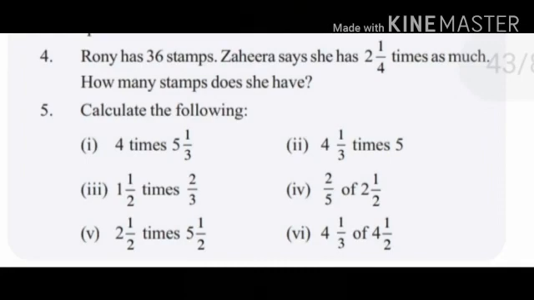Question number 2. Some terms are given. Calculate the following. First question, 4 times of 5 1/3. Next, 4 1/3 times of 5. Next, 1 1/2 times of 2/3. Next, 2/5 of 2 1/2. Next, 2 half of 5 half. Last, 4 1/3 of 4 1/2.